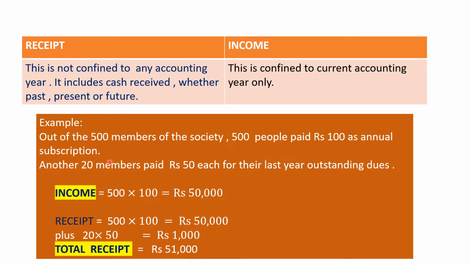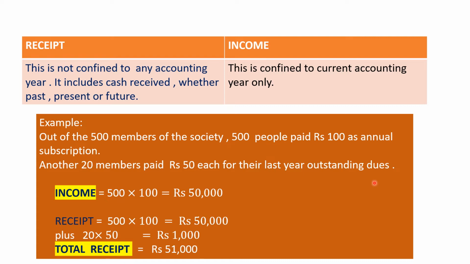Another example. In this case, out of the 500 members of the society, 500 people paid rupees 100 as annual subscription. Very good. Another 20 members paid 50 rupees each for their last year outstanding dues. They had to pay me the full subscription last year, but they were not able to pay.